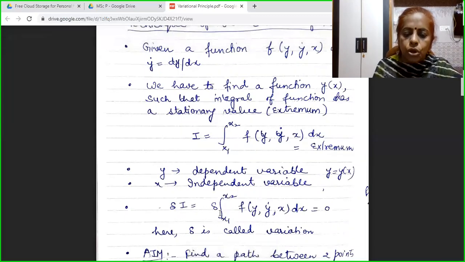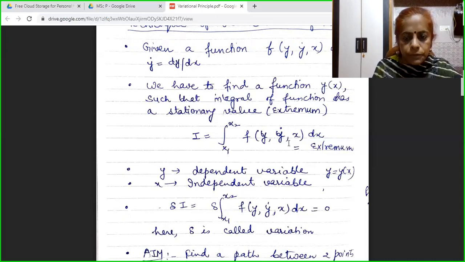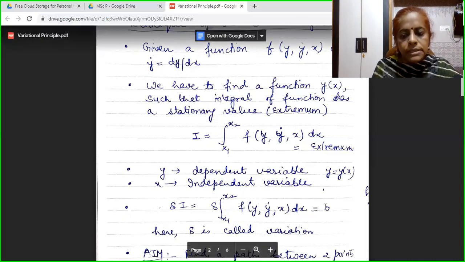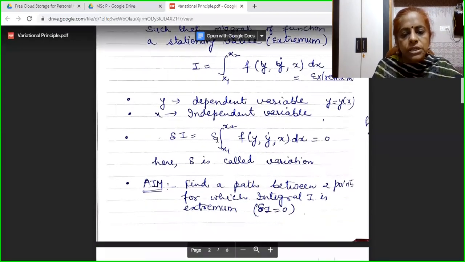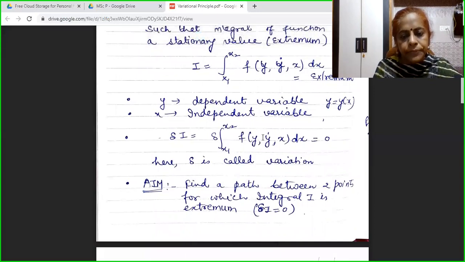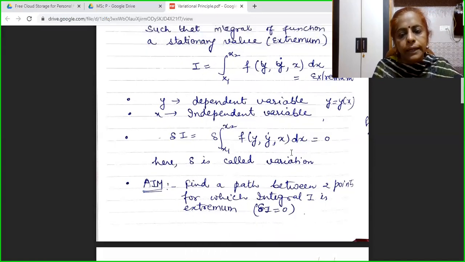This del is called variation. So what we are given here is that this integral is extremum, or we can say that del I is equal to 0. This is our given parameter. We have to find the path between the initial and final point for which this condition is satisfied. That means we have to find the value of y for which I is extremum or delta I is 0. This is our variational principle aim.